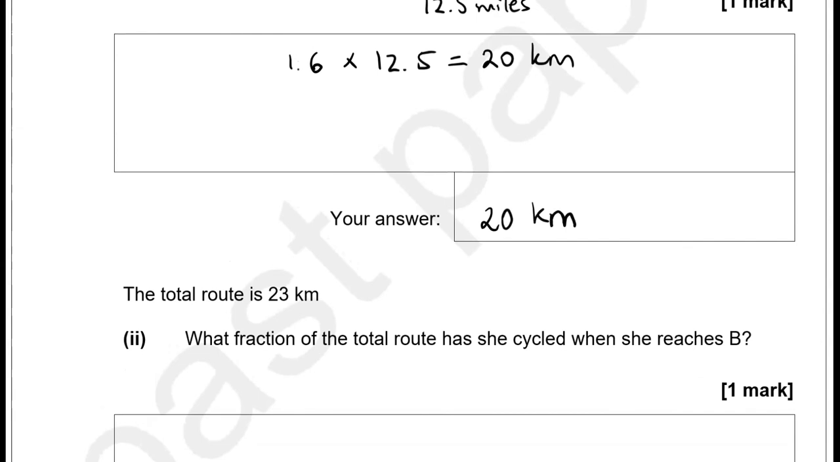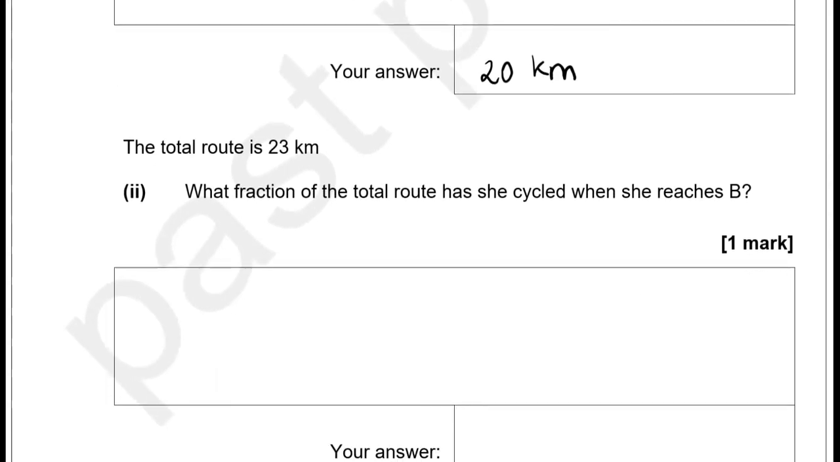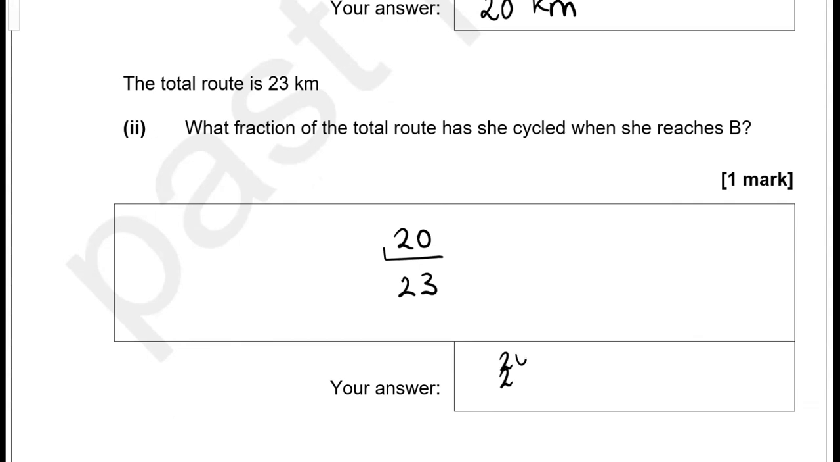The total route is 23 kilometers. What fraction of the total route has she cycled when she reaches point B? Should have done 20 out of 23. So 20 23rds.